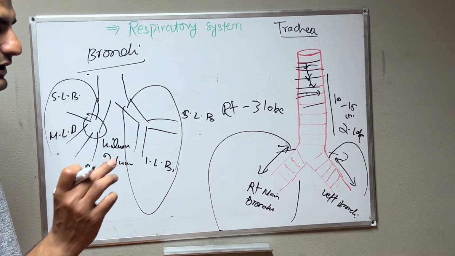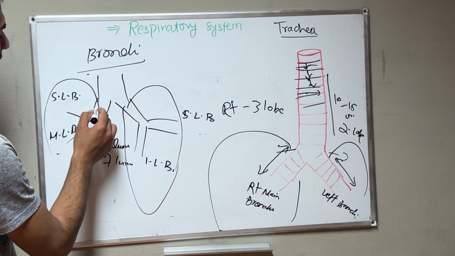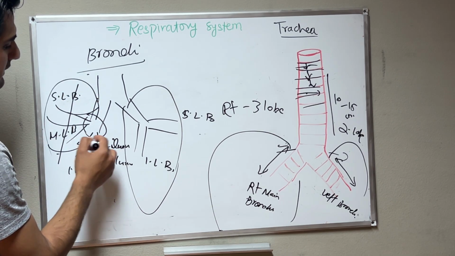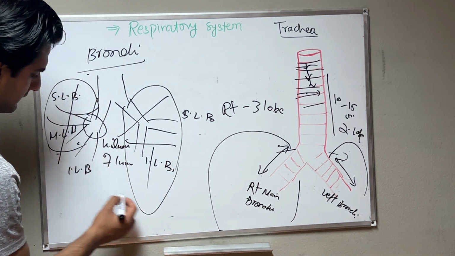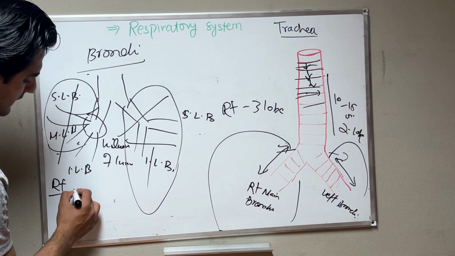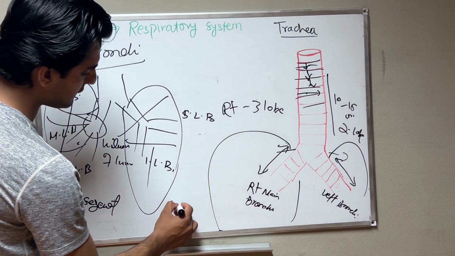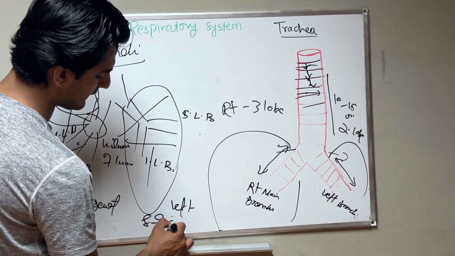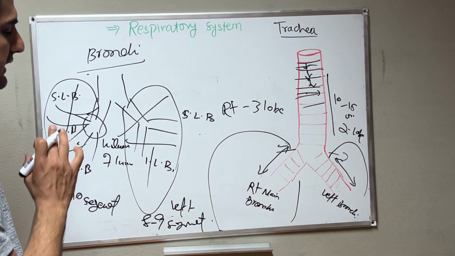According to surgery, the right lung has 10 segments and the left lung has 9 or 8 segments. This is very important in surgery. You need to remember these segments in the lungs.